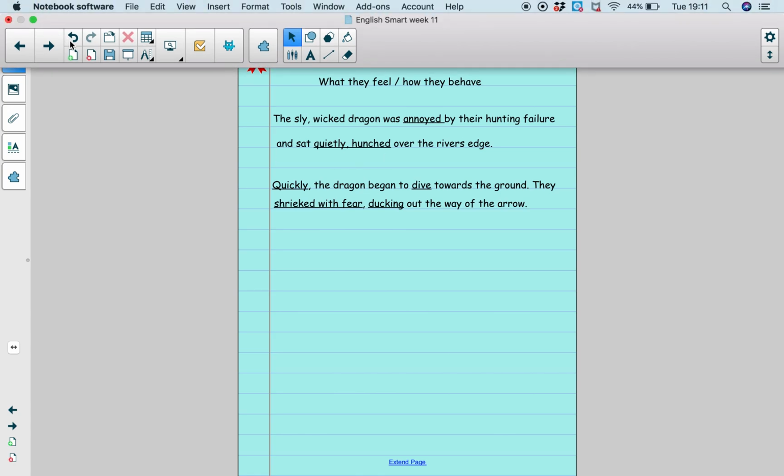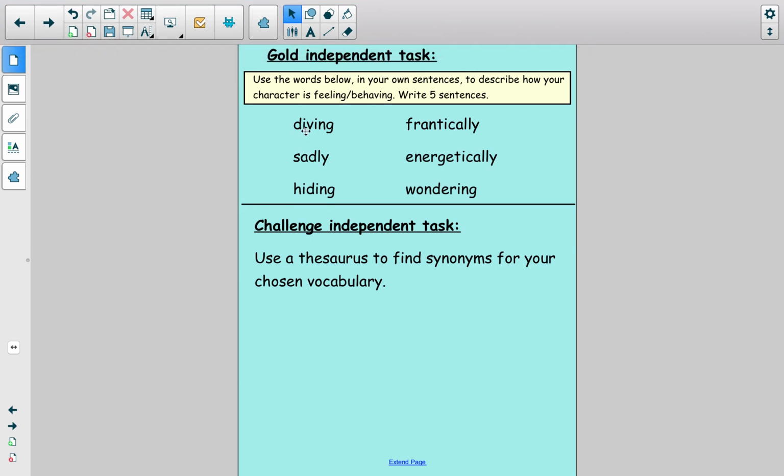So for your Gold task today, you have been given 6 words that we'd like you to put into your own sentences to describe how your character is feeling or behaving. We'd like you to write 5 sentences. So, Gold task, I'd like you to give this a go. Pause the video here. Remember to write the sentences out in your books and take a picture of your finished work to send to your teacher on Teams. Try your best and try not to give up today. Remember that persevering learning power. Pause the video now.